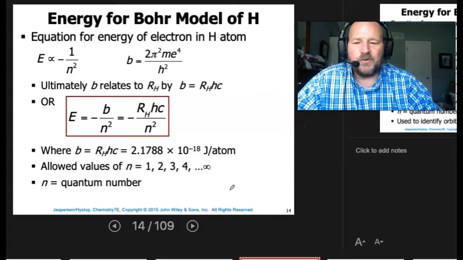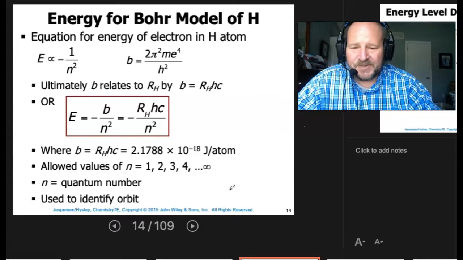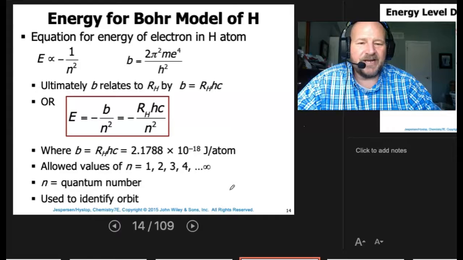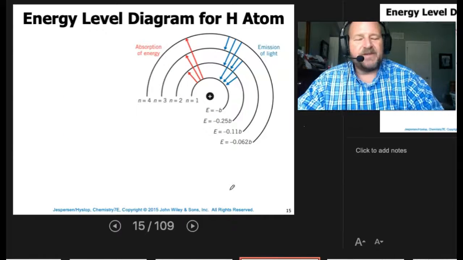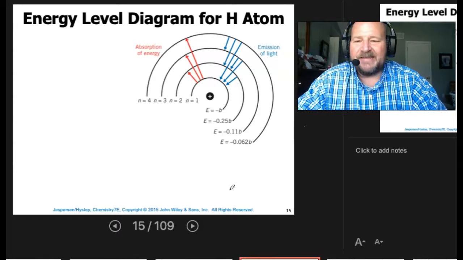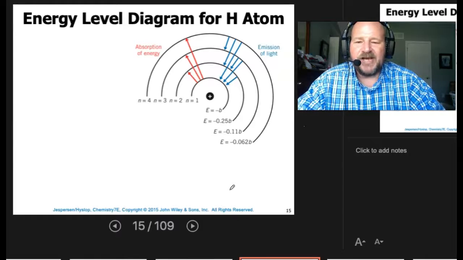So we call that the principal quantum number, and we'll use that to identify which orbit we're looking at. Okay, so the next thing we look at then to make sense of that, to put a picture with that math, is the energy level diagram for an H atom.